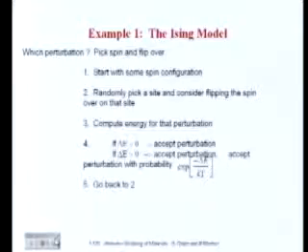An obvious perturbation is you pick a spin and you flip it over. So if it was up, you make it down. If it was down, you make it up. Calculate the energy for the perturbation. If it goes down, you accept it. If it doesn't, you accept it with a certain Boltzmann probability, and you go back.